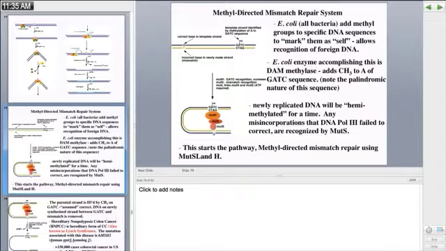When bacterial cells or your cells or my cells replicate DNA, even though we have proofreading activity, which takes care of most misincorporations, every once in a while something slips through the cracks. So this methyl-directed mismatch repair system is a system that's always present, and what it's trying to do is to find accidental misincorporations of DNA polymerase that have been skipped by the proofreading system.